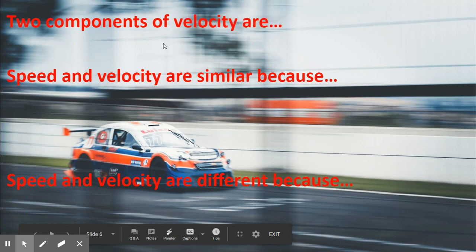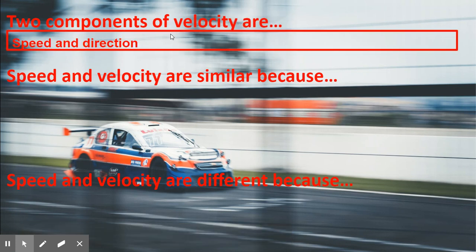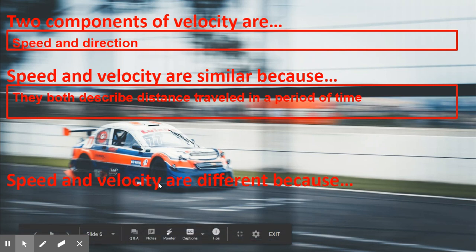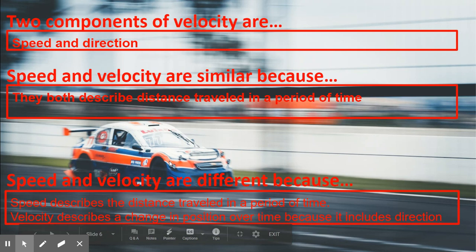So two components of velocity are speed and direction. Speed and velocity are similar because they both describe distance traveled in a period of time. Speed and velocity are different because speed describes the distance traveled in a period of time. Velocity describes a change in position over time because it includes direction. So pretty much velocity has direction associated with it and speed does not.